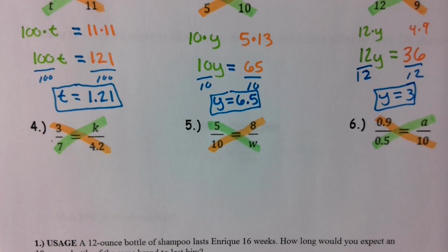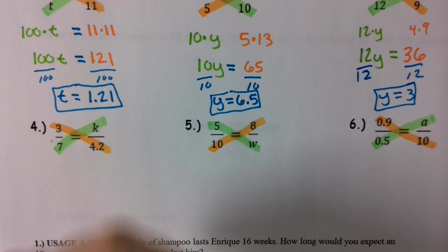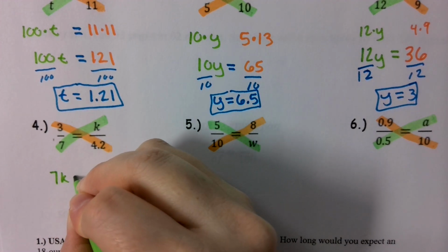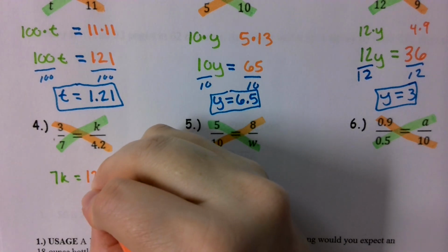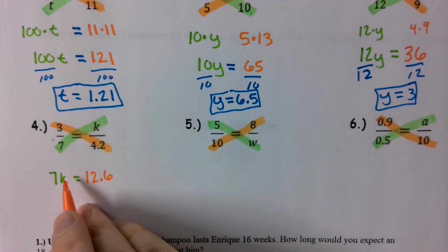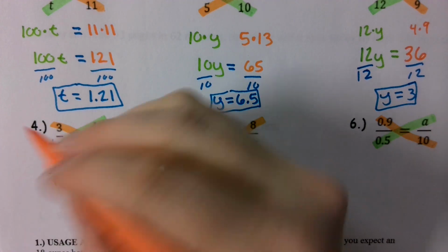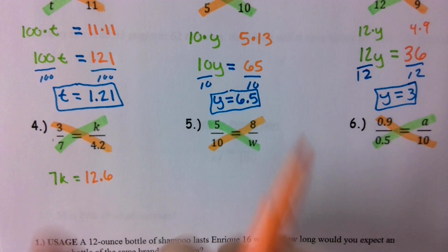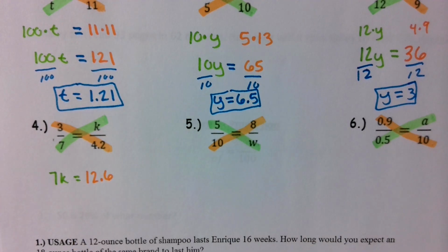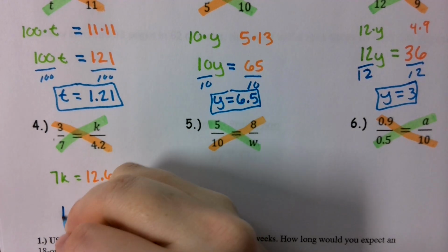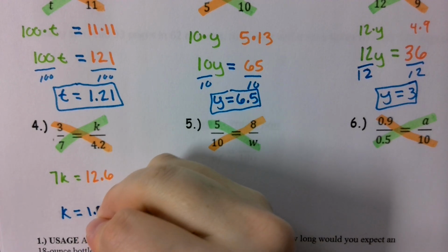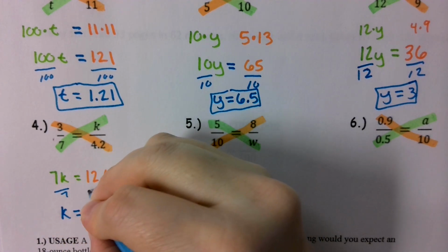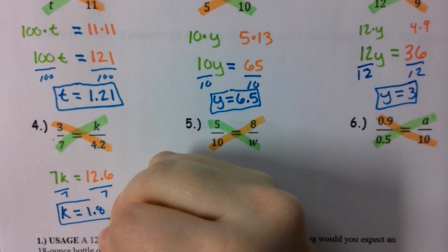Daniel, for problem number 4, what was the equation? Okay, 7k equals what? 12.6, yeah. So just tell me the equation part. 7k is equal to 12.6, because again, we did 3 times 4.2, and then 7 times k. So then we get our solution. k is going to be equal to what value, Ava? 1.8. Okay, and that's because we divide both sides by 7. We're going to get k is equal to 1.8.